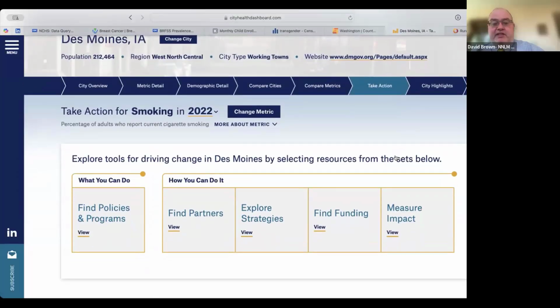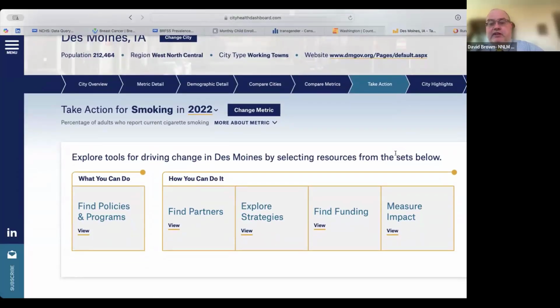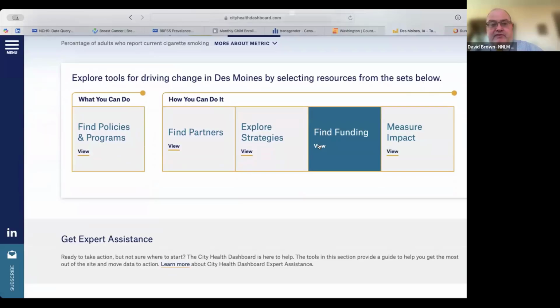One thing I do like about this is it's a way of taking action, specifically looking for your partners out there, where you may be able to find some funding.